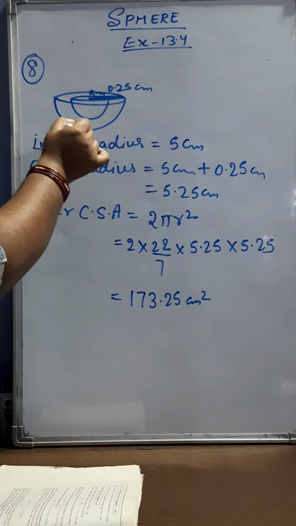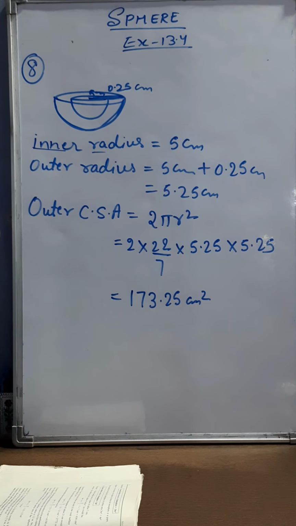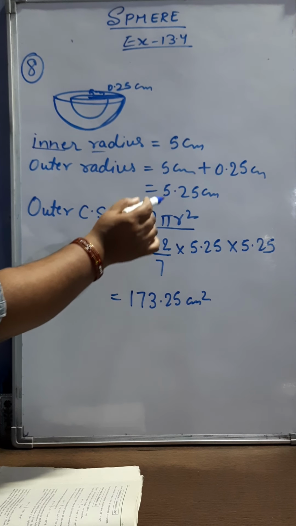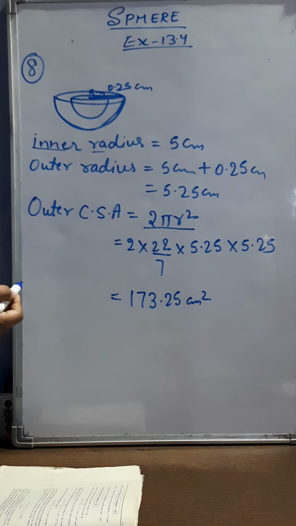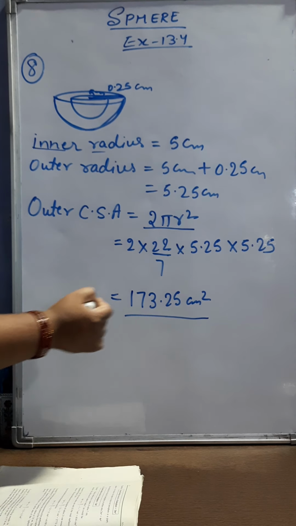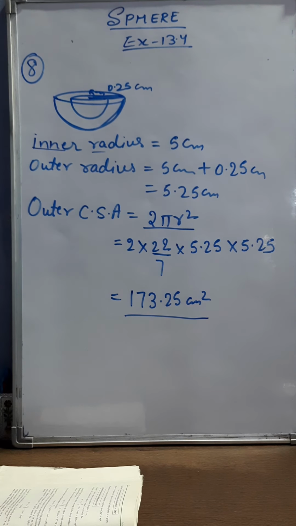The outer curved surface area of the bowl, being a hemisphere, is 2 pi r square. Simply by putting 5.25 centimeter in place of the radius, we can calculate its outer curved surface area. So if we calculate, it will come to 173.25 centimeter square.